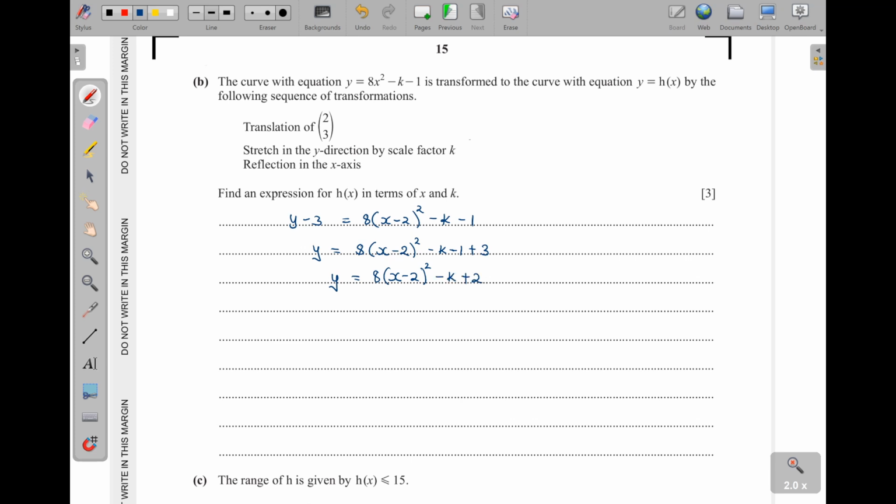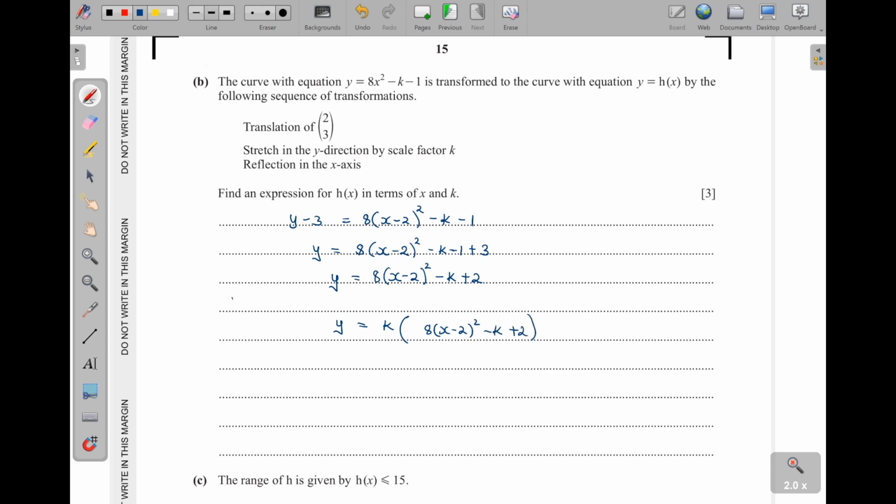Now stretch in the y direction by factor k. That one will now be, we multiply this one by k. So y now becomes k into this whole thing here, 8(x minus 2) squared minus k plus 2, like that.